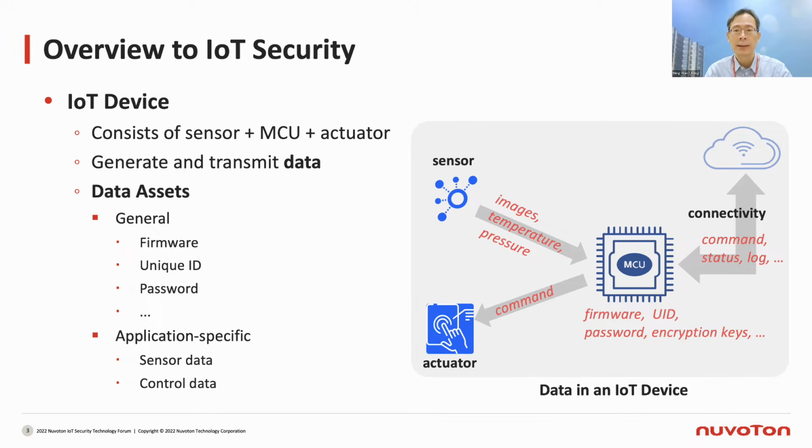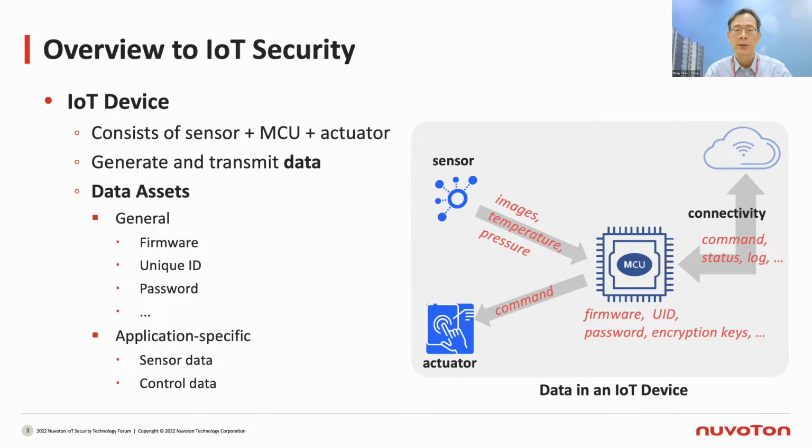Taking a smart door lock as the example, after the fingerprint is captured by the sensor, the corresponding data is processed by the MCU and sent back to the cloud server for calculation. Once the result is returned, the MCU will send a command to the actuator to control the switch to open the door. This simple example illustrates how IoT devices collect and process data to facilitate everyday life.